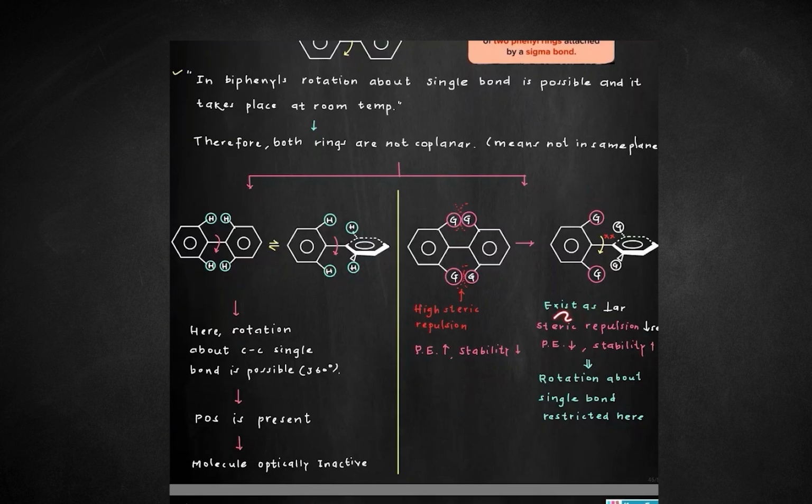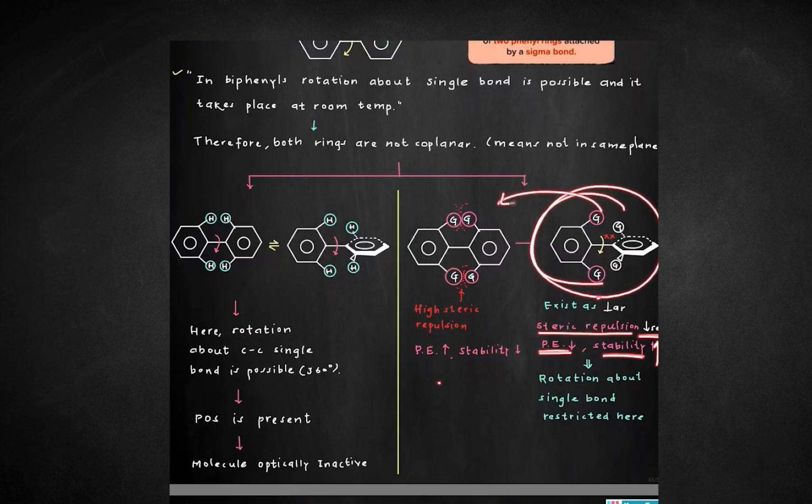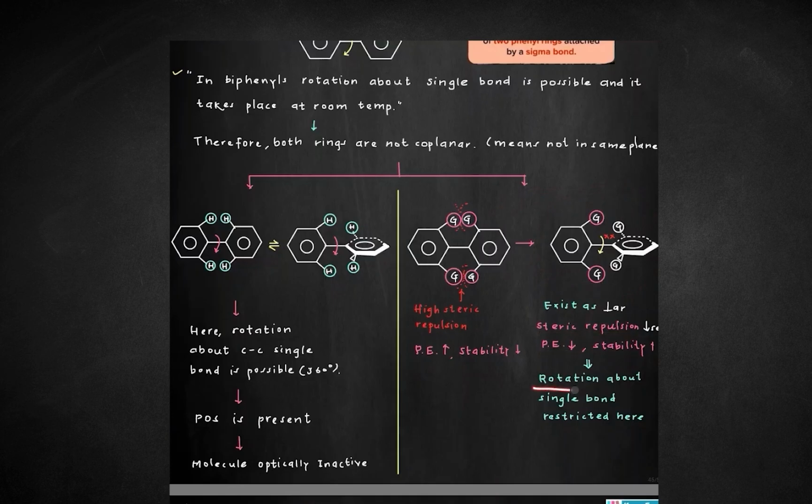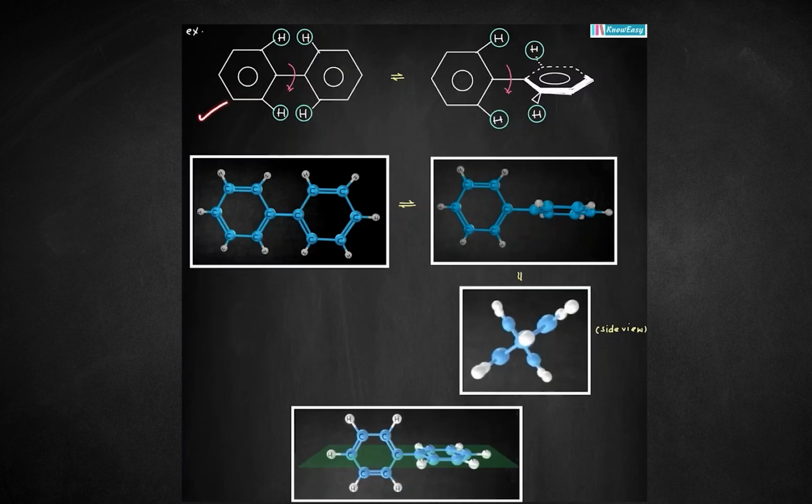Now in this system you can see steric repulsion is reduced, potential energy is reduced, stability is increased. So this molecule will try to remain in this particular system and will not go to the other system. So rotation about the single bond is restricted here, right? Now this is the molecule which exists as an equilibrium in this form. Now please see the 3D diagrams here, the side view and front view, so that you can understand the geometry. Once you understand the geometry, you can visualize it and it will help you in solving the questions.